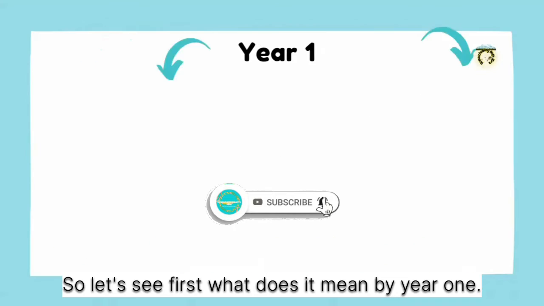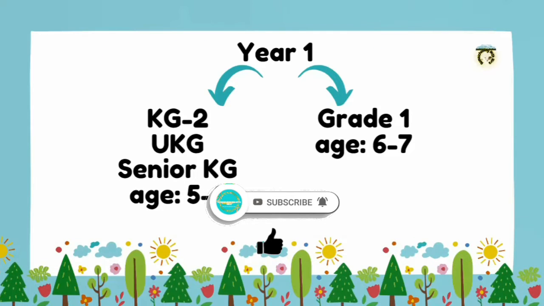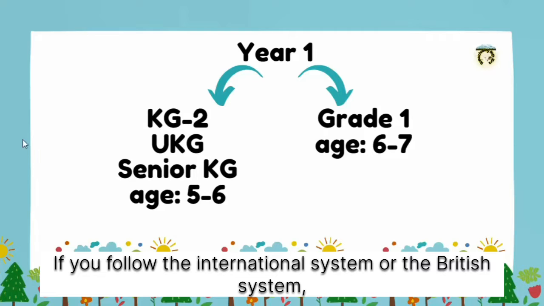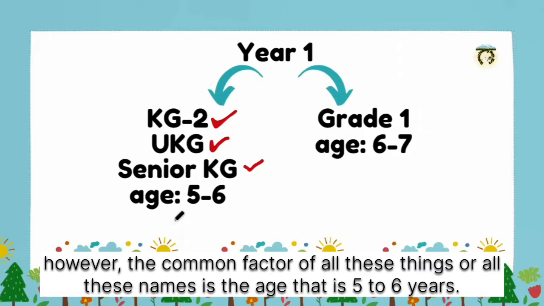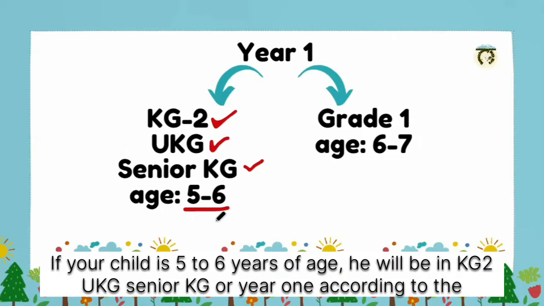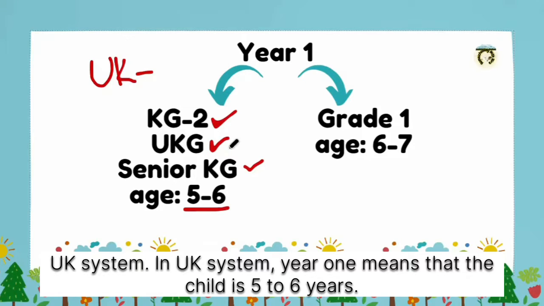So let's see first, what does it mean by year 1? If you follow the international system or the British system, year 1 refers to KG2, or in some countries you also say UKG, senior KG. However, the common factor of all these names is the age, that is 5 to 6 years. If your child is 5 to 6 years of age, he will be in KG2, UKG, senior KG or year 1 according to the UK system. In the UK system, year 1 means that the child is 5 to 6 years.